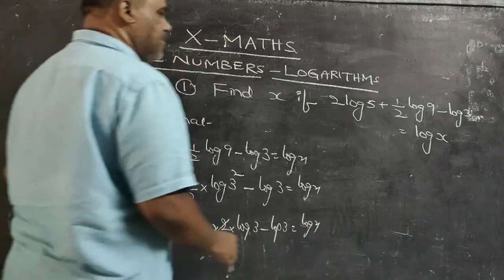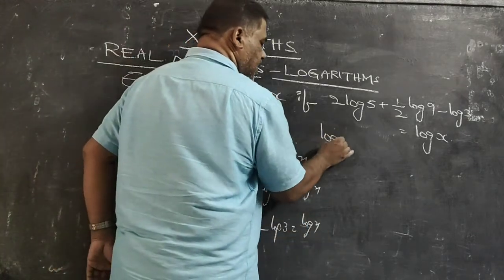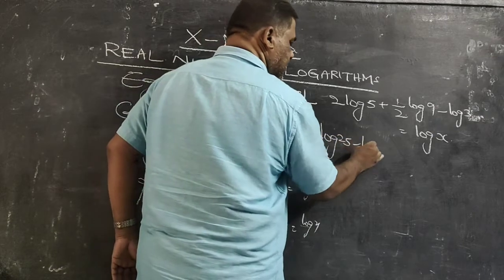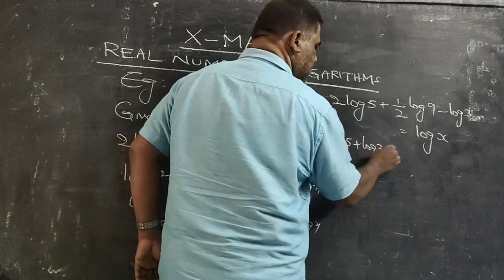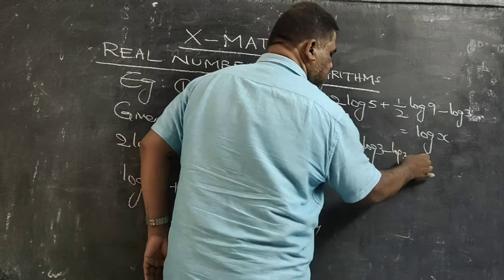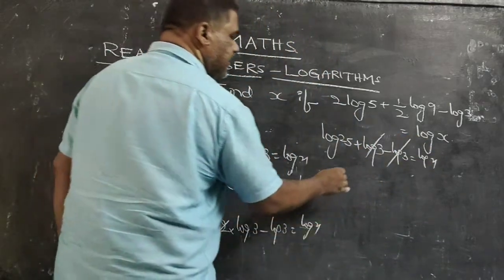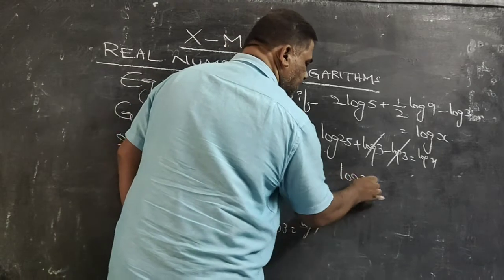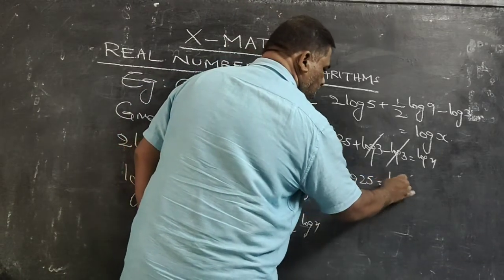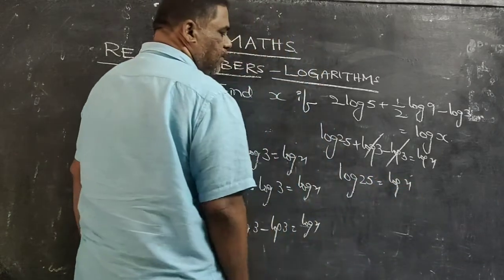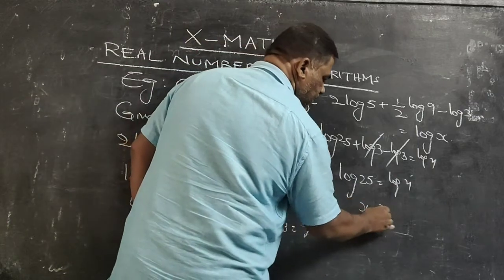2 cancel, we will get log 25 plus log 3 minus log 3 is log x. Log 3 minus log 3 will get cancelled. We will get log 25 is equal to log x. If you compare, x value will be 25.